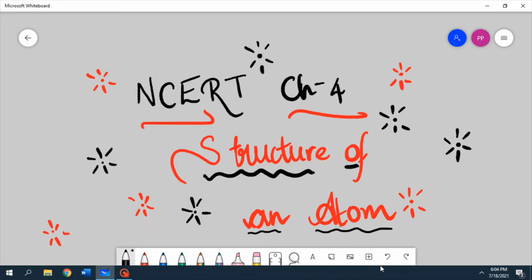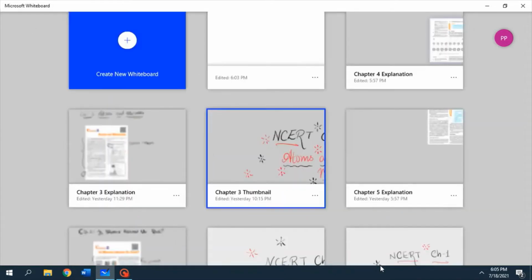Alright, so whenever you have any question, feel free to pause or rewind and watch again and reach out for help. You can ask your friends, your teachers, but make sure you listen to the concept very carefully. So with that said, let's jump right in and start with Chapter 4, the structure of an atom.